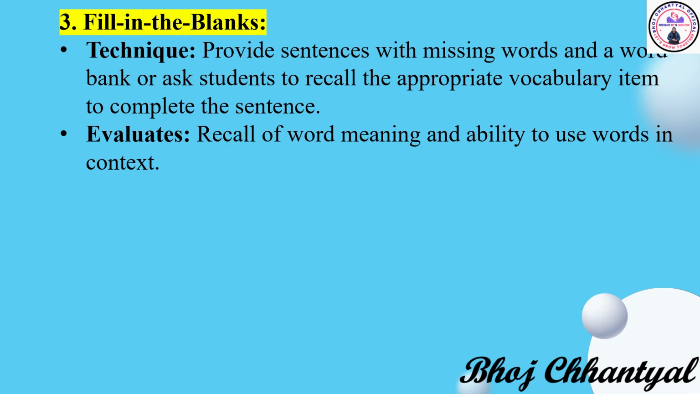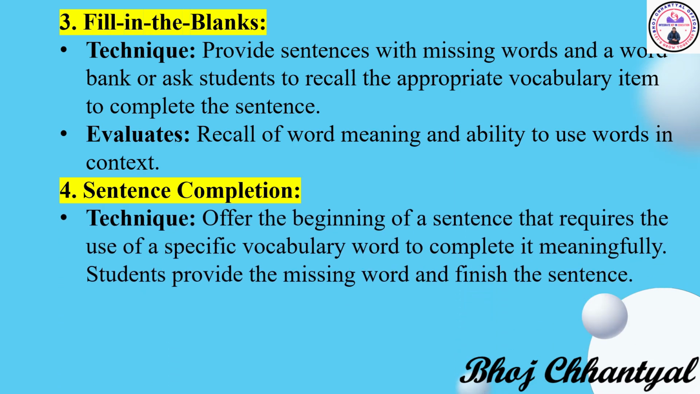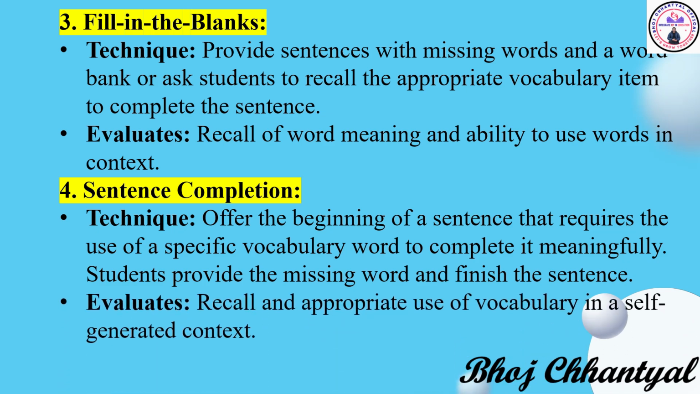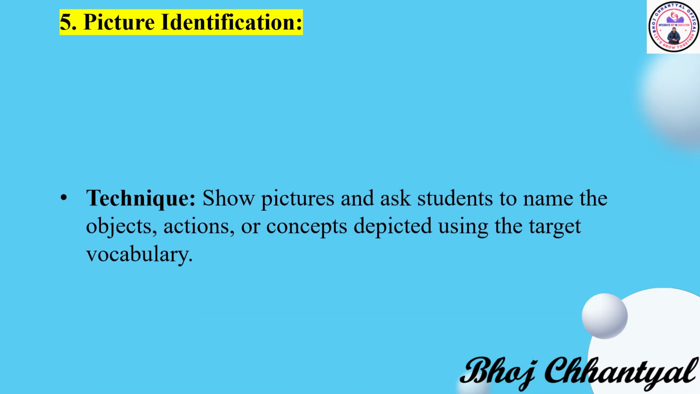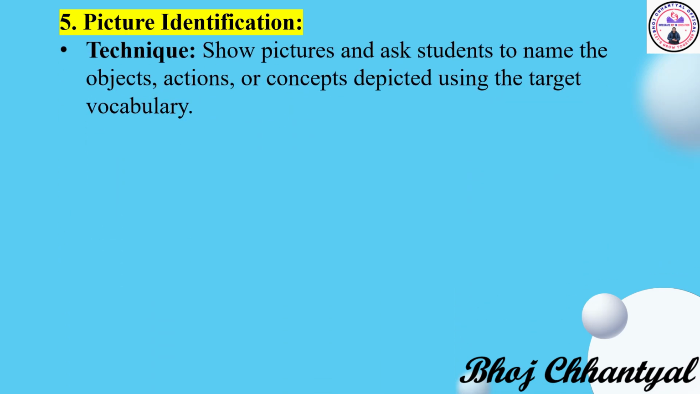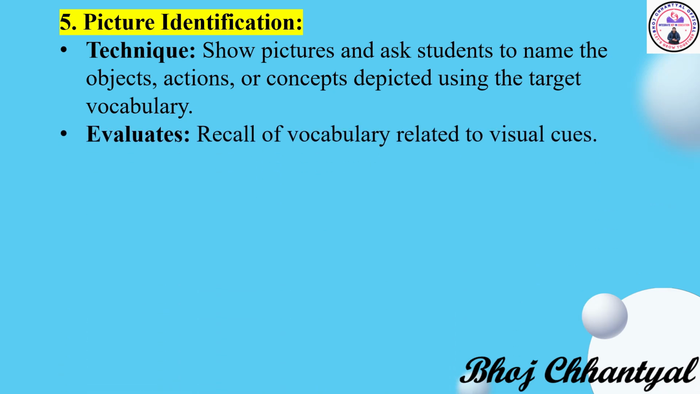4. Sentence completion. Technique: offer the beginning of a sentence that requires the use of a specific vocabulary word to complete it meaningfully. Students provide the missing word and finish the sentence. Evaluates recall and appropriate use of vocabulary in a self-generated context. 5. Picture identification. Technique: show pictures and ask students to name the objects, actions, or concepts depicted using the target vocabulary. Evaluates recall of vocabulary related to visual cues.